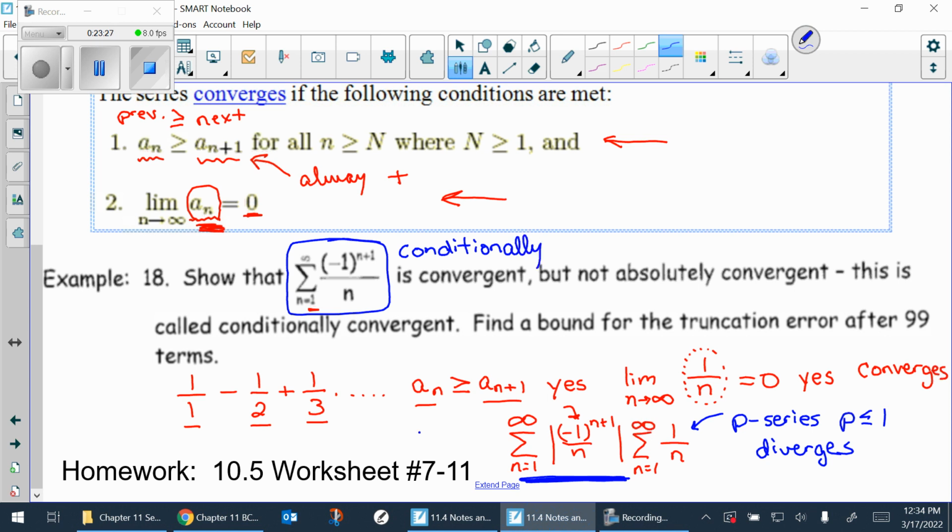Because when I took the absolute value of each of these terms, that did not converge, that diverged. So if it's alternating, we're good, it converges. But if it didn't alternate, it wouldn't converge. And so that's why we have to say it converges, but it converges conditionally.